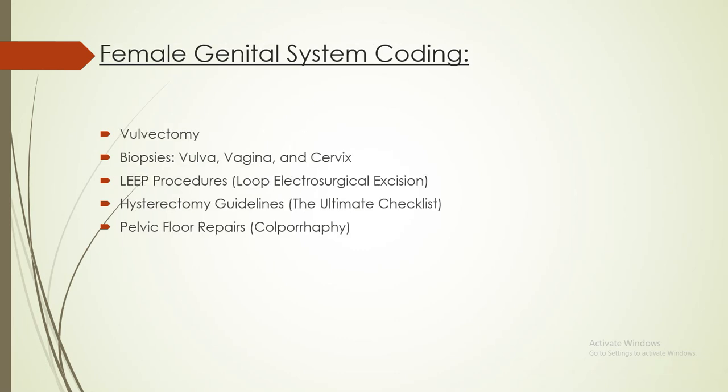Okay. Next we have female genital system coding. So first we will learn vulvectomy: simple vulvectomy, partial vulvectomy, complete vulvectomy, and how to differentiate these types of vulvectomy. Okay, next biopsies of vulva, vagina and cervix. Okay, next you will learn the LEEP procedure, loop electrosurgical excision. Usually you will call it LEEP.